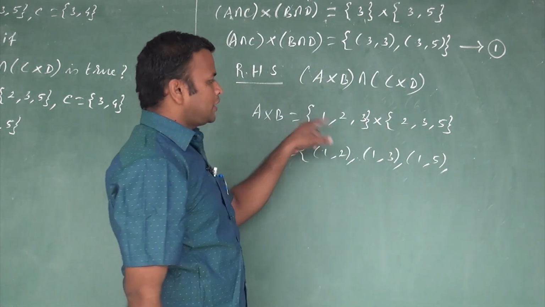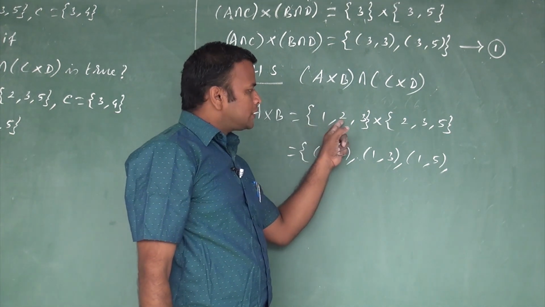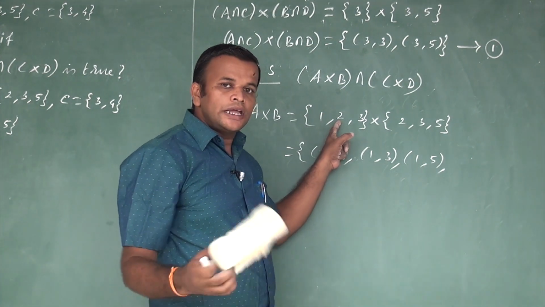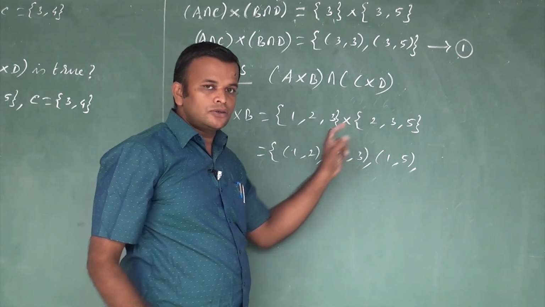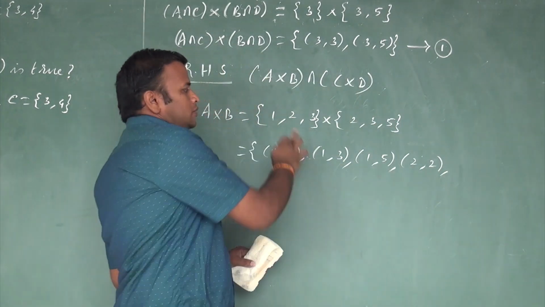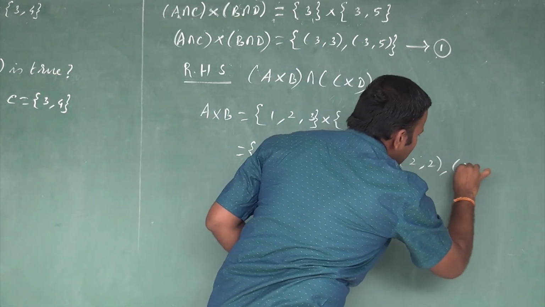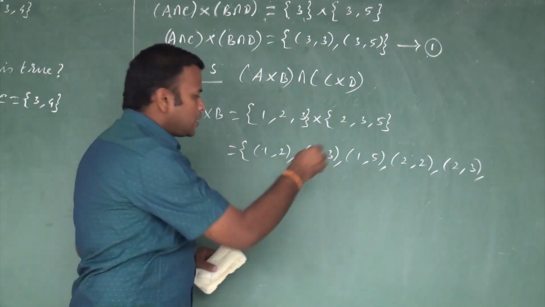Okay. Next one. We move to the next element of the first set. After 1, the next element is 2. So the next possible ordered pair is 2, 2. Then 2, 3. Then 2, 5.